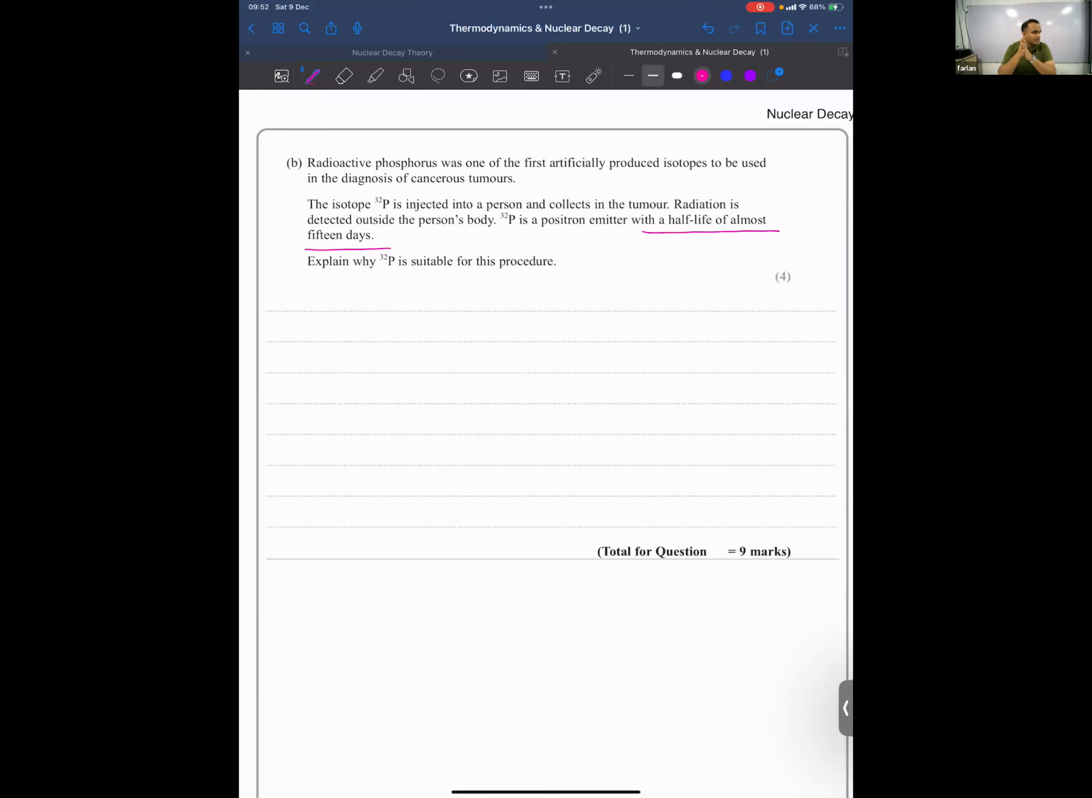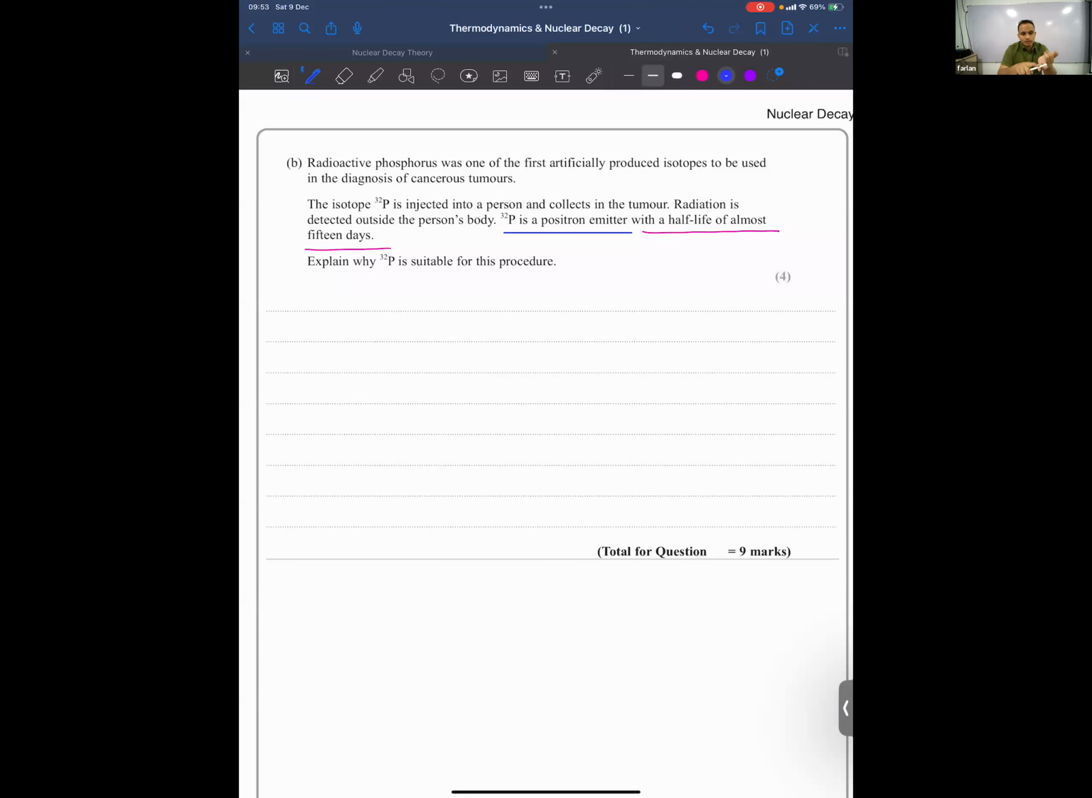You can't call it a short half-life. It has a very good half-life. Not too short, not too long. 15 good days. So you can write about both actually. Now, what is it emitting? Positron. So when it emits a positron, this positron annihilates with the electrons and produces gamma radiation. Gamma radiation has a high penetrating ability, so it can penetrate through the body.